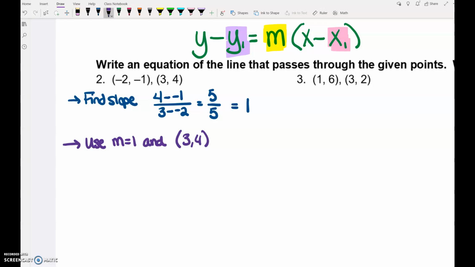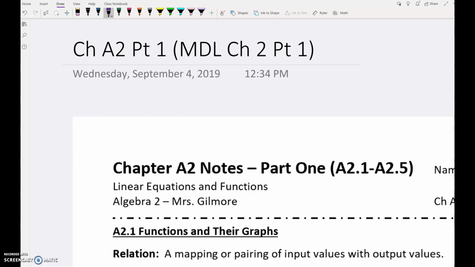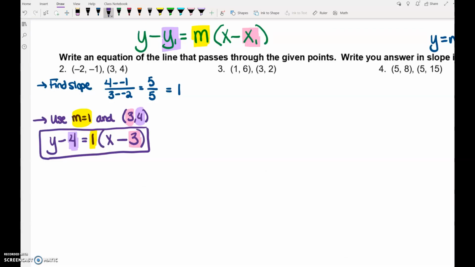So use this in our point slope formula. And I'm going to take a moment and label with some colors where things are going to go to help us out. So y minus the y value of our point, 4, equals m, that's our slope, times x minus the x value of our point. Once you have your equation in point slope form, then let's do this final part. Write your answer in slope-intercept form.